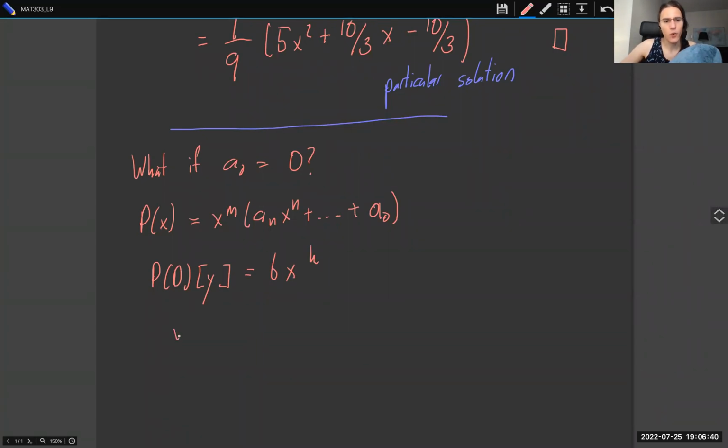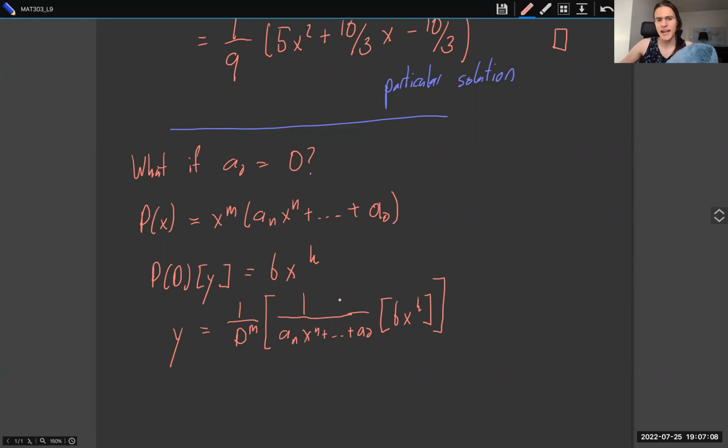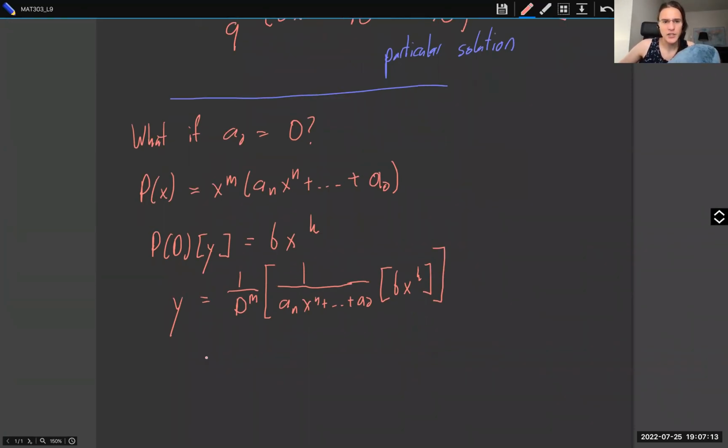We could either say that Y is equal to 1 over D to the M, which is just integration, of 1 over A N X to the N plus dot dot dot plus A naught applied to B X to the K, which we just discussed how to calculate. So you do them separately. So this has a series, and then this is just repeated integration. The other way that you could do it is you could swap the order.